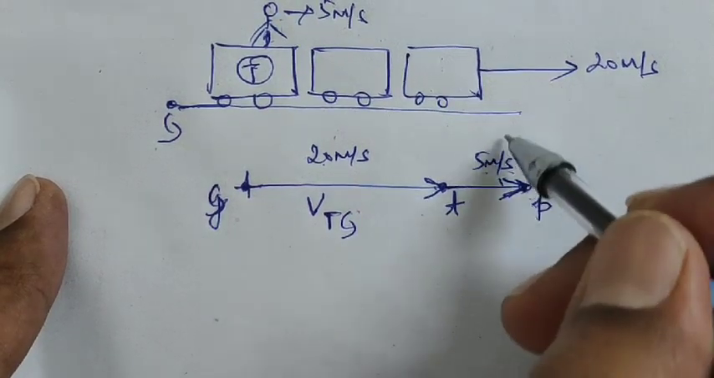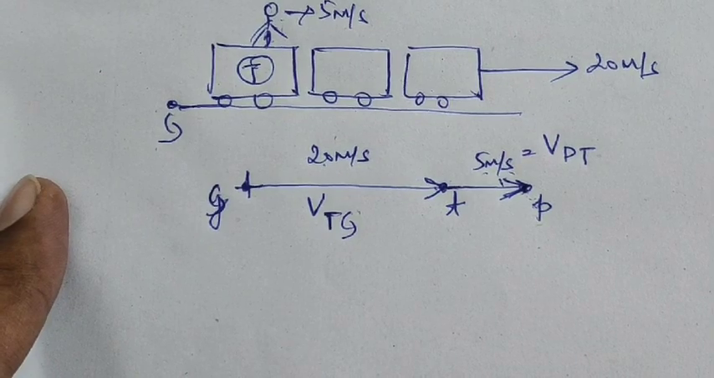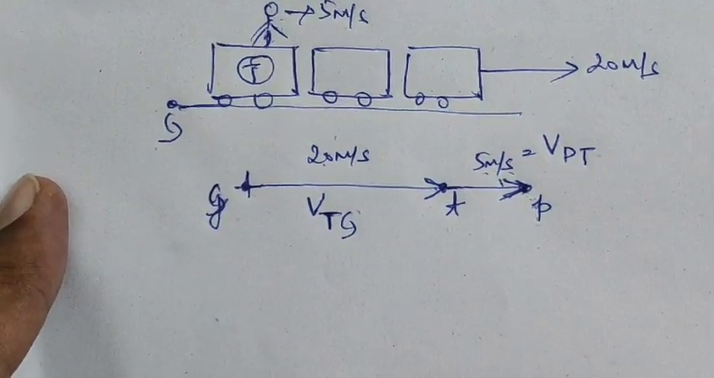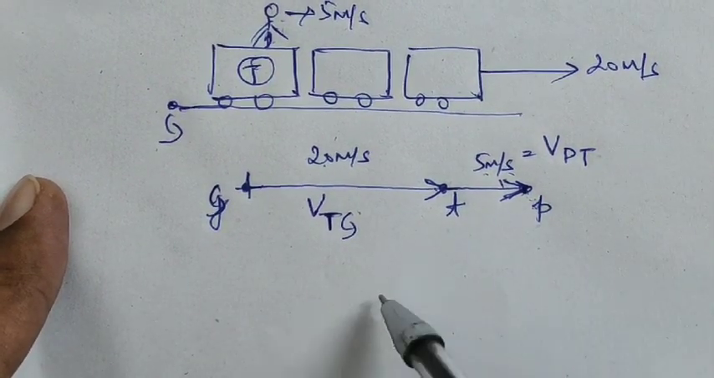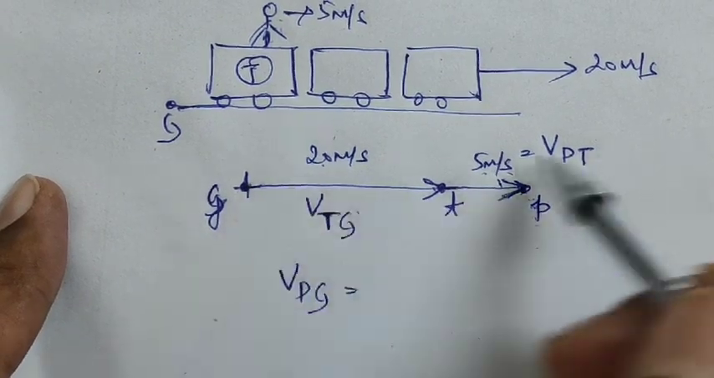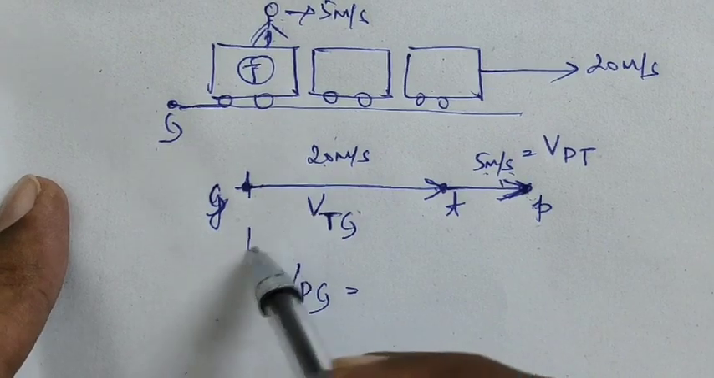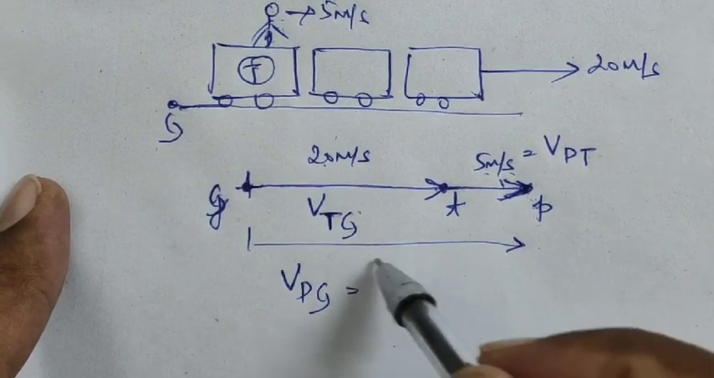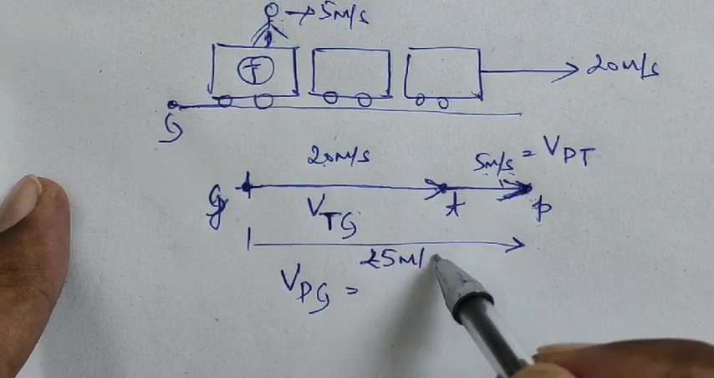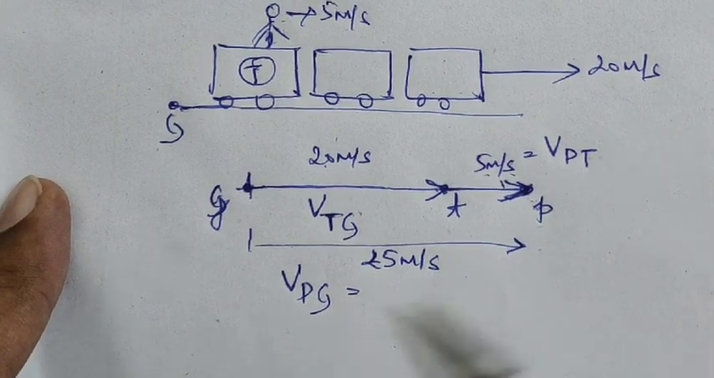So this 5 meters per second is the velocity of the person with respect to the train, and this 20 meters per second is the velocity of the train with respect to the ground. So if you want the actual velocity of the person with respect to the ground, then you need to draw a vector from this ground to this person like this, and you will get a vector which is as long as this. So the vector length is proportional to 25 meters per second. So this is how we can actually add and deduct vectors.